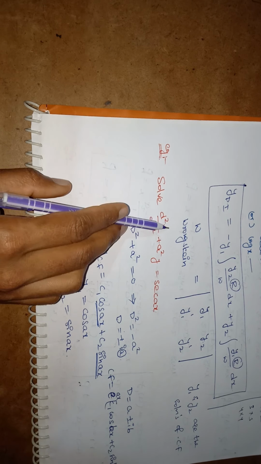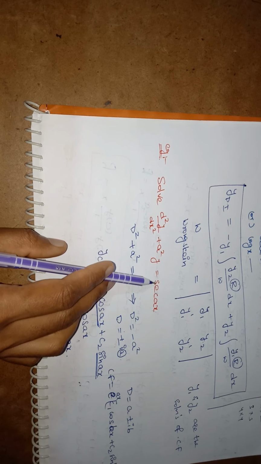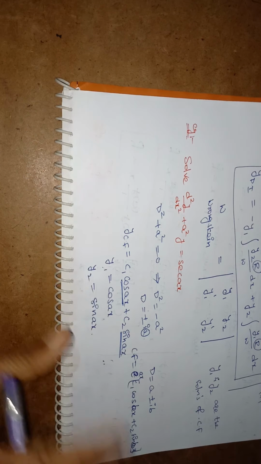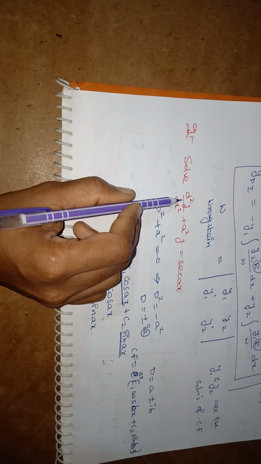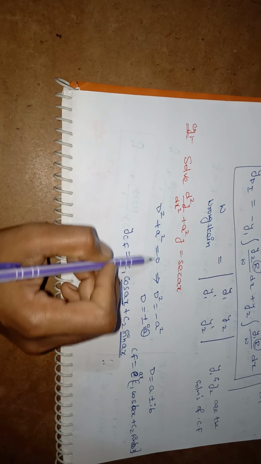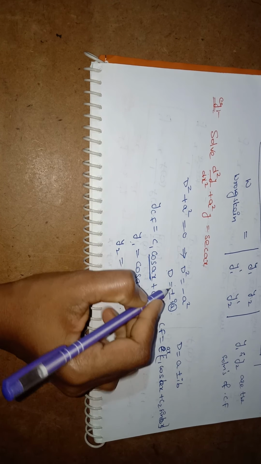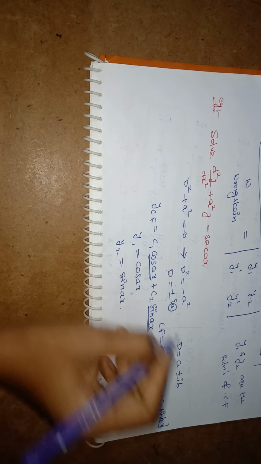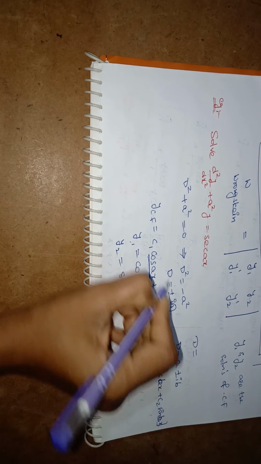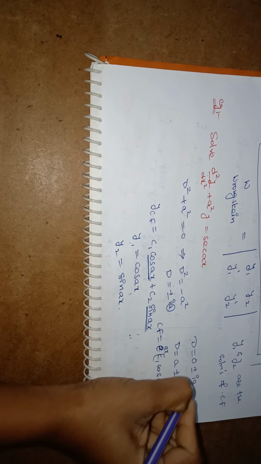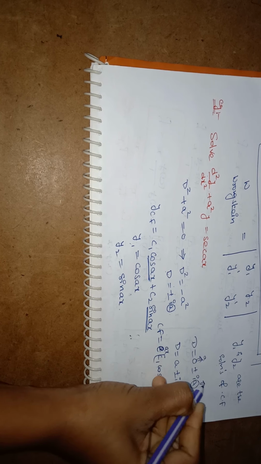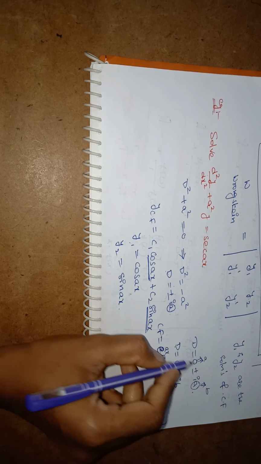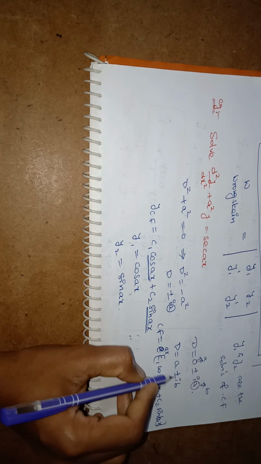Take a problem: solve d square y by dx square plus a square into y is secant ax. Now write the auxiliary equation, d square plus a square is equal to 0. From here we have d is equal to plus or minus i into a. This is d equals 0 plus or minus i a, where this is equal to a and this is equal to b. This is of the form d equals a plus or minus ib.